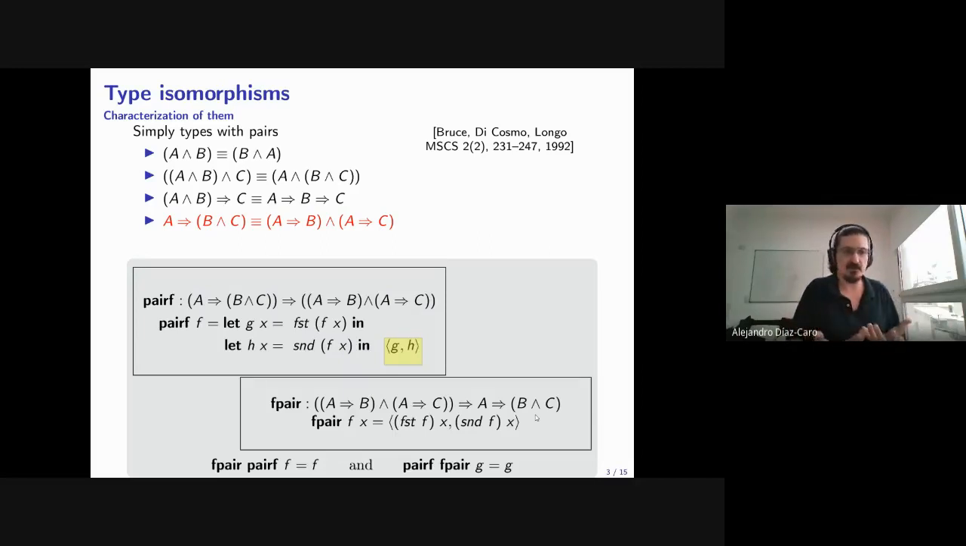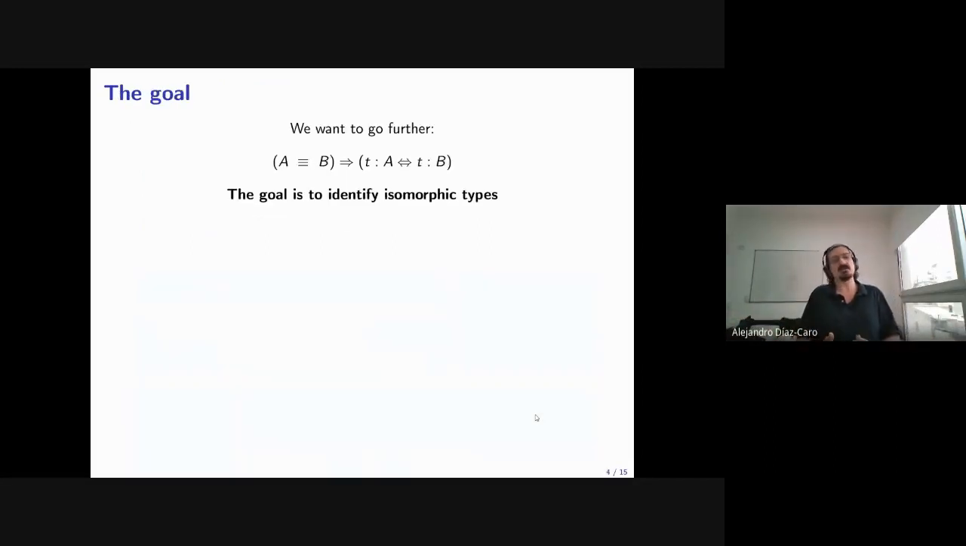Okay, we say that two propositions are isomorphic if you can get these two proofs of implication and you can compose to the identity. So what is the goal of our line of research? What we want to do is to go further and to say, okay, if A and B are isomorphic, for example, A and B is isomorphic to B and A, what we want is to have the same proofs. Okay, we know that if you get a proof of A, you can transform it into a proof of B, because it is an isomorphism and there is a way to transform it.